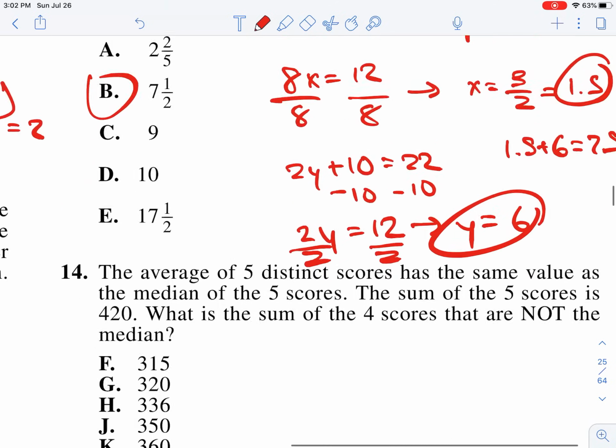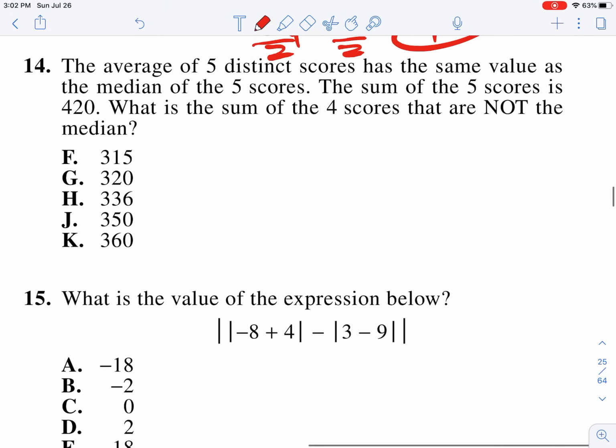Yep, there you go. The average of 5 distinct scores has the same value as the median of the 5 scores. The sum of the 5 scores is 420. What is the sum of the 4 scores that are not the median? Okay, so we have 5 scores. Let's just write them down. The average has the same value as the median.